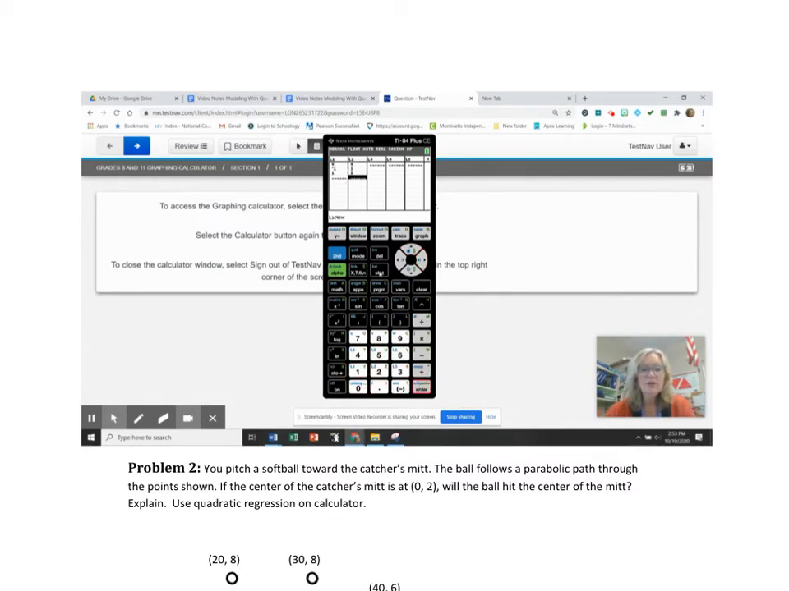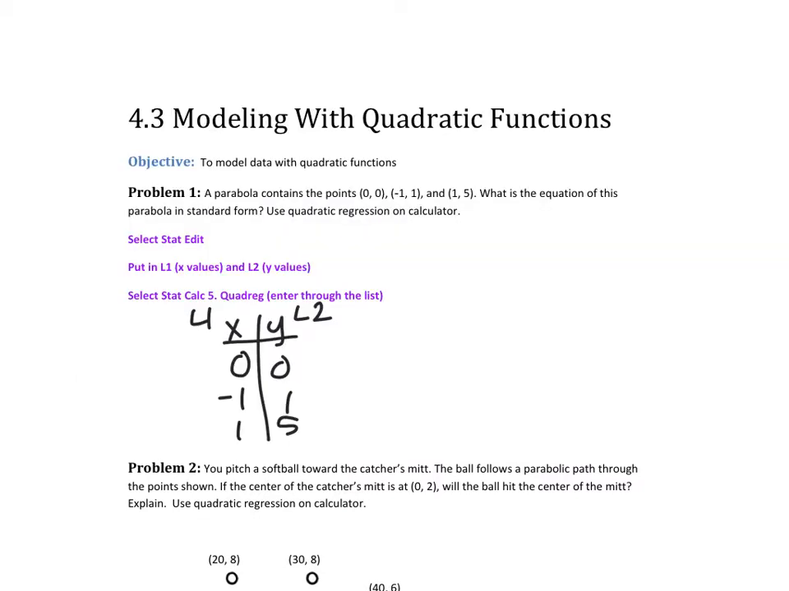Once those are in, you're going to hit stat again, go to the calc menu, and you want to hit number 5, quadratic regression, and you can just enter through the whole list, and it'll calculate. It gives you your A, your B, and your C. So our equation is y equals 3x squared plus 2x plus 0. So we'll write that out. Y equals 3x squared plus 2x.